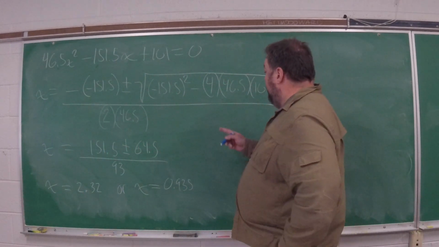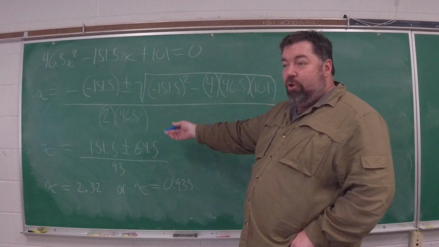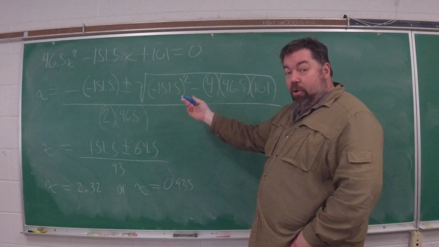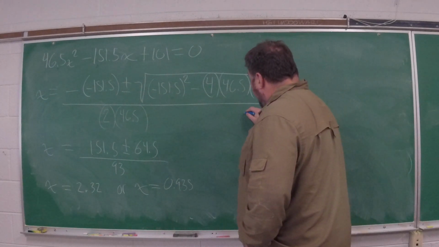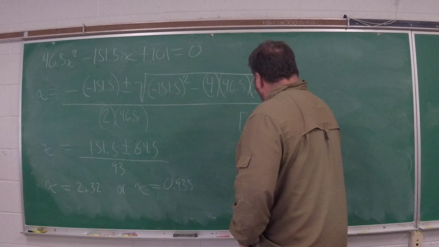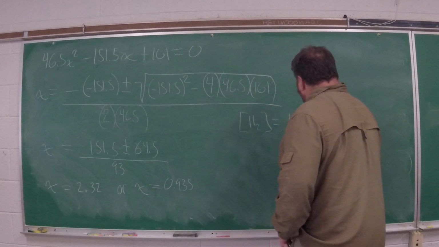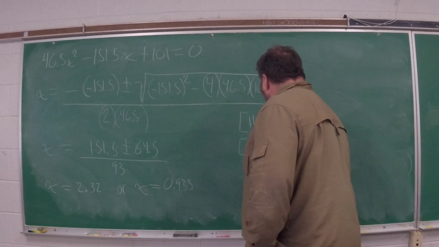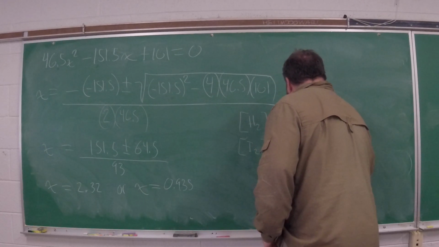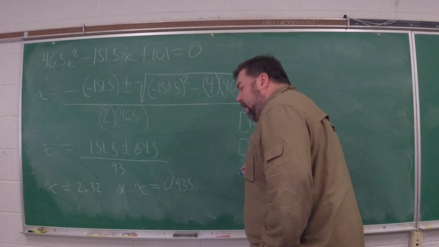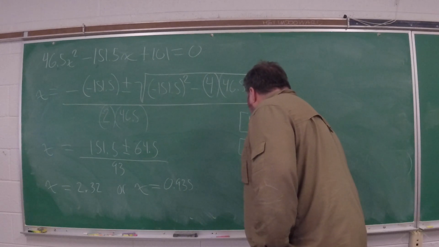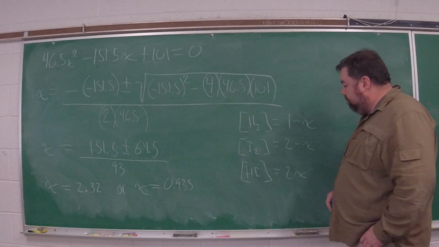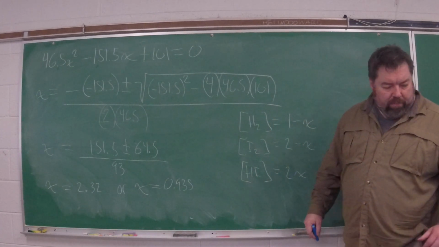Okay, so you have two answers, right? Well, remember, I erased it, although you have your ICE table still, you should have written it down. What did we have for the equilibrium concentration of H2? We had 1 minus x, right? For I2, we had 2 minus x, and then for HI, we had 2x, right? If you remember back to your table.